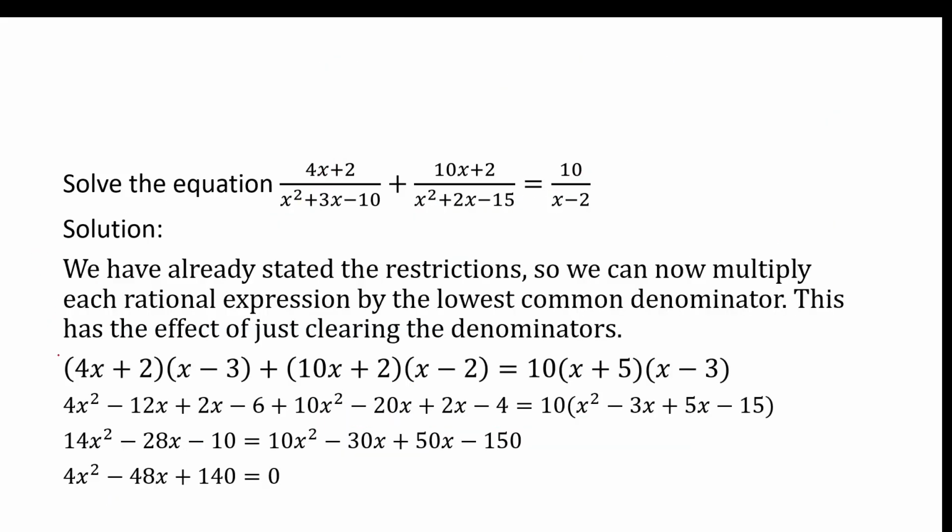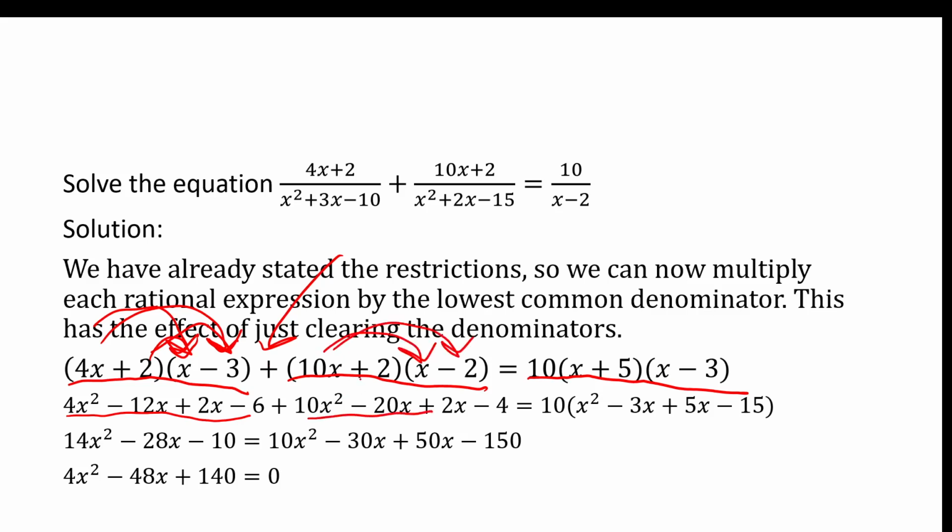We've literally just cleared out the denominators and stated just the numerators. Keep the plus or minus in between like they are in the question. So that's a plus. Leave it as a plus. And now just expand this out. So we have 4x squared minus 12x plus 2x minus 6. And then we're adding. We've got 10x squared minus 20x plus 2x minus 4 equals, now we have x squared minus 3x plus 5x minus 15.